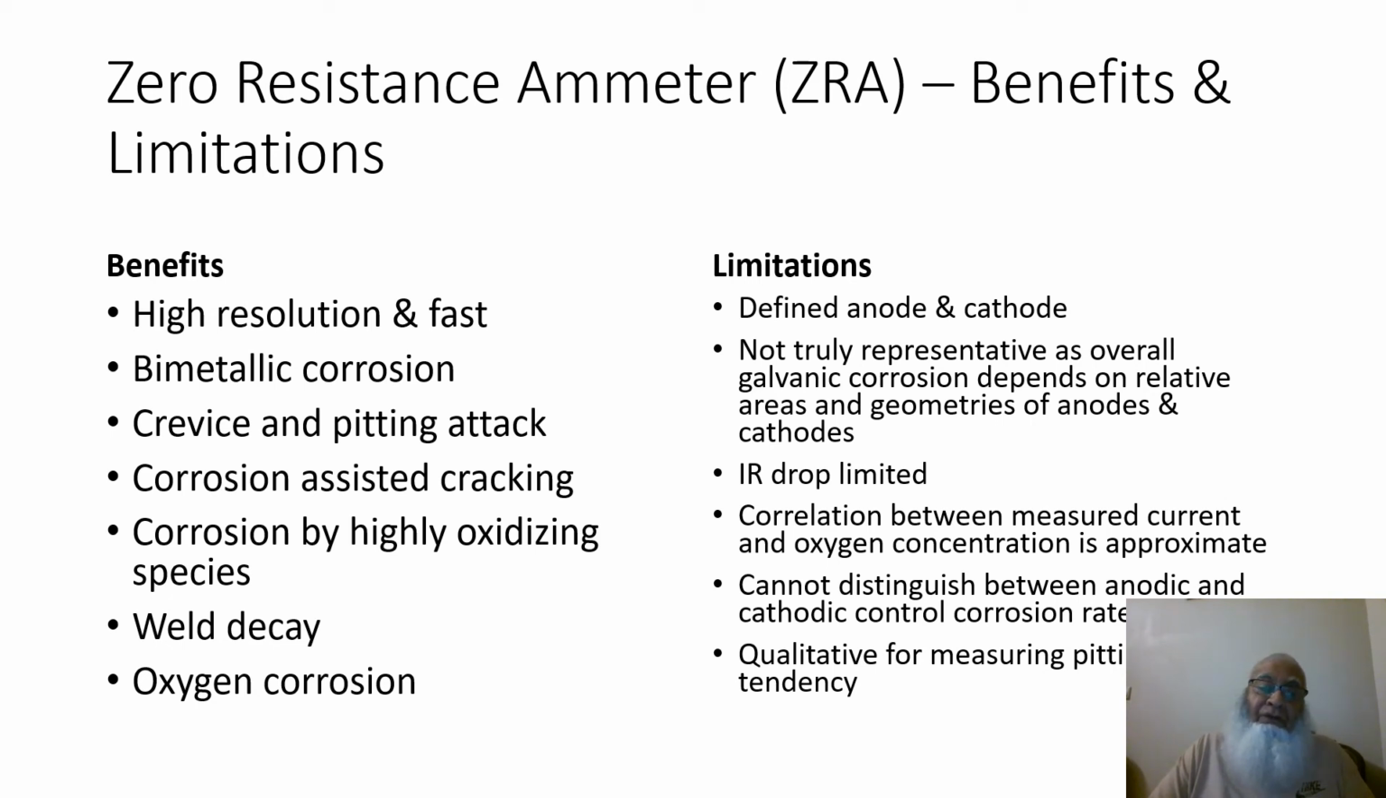If the electrolyte resistance is high, then the current measurement is not representative of the corrosion. The correlation between the measured current and oxygen concentration is approximate, not exact. It cannot distinguish between anodic and cathodic control corrosion rates. It is only qualitative for measuring pitting corrosion tendency.